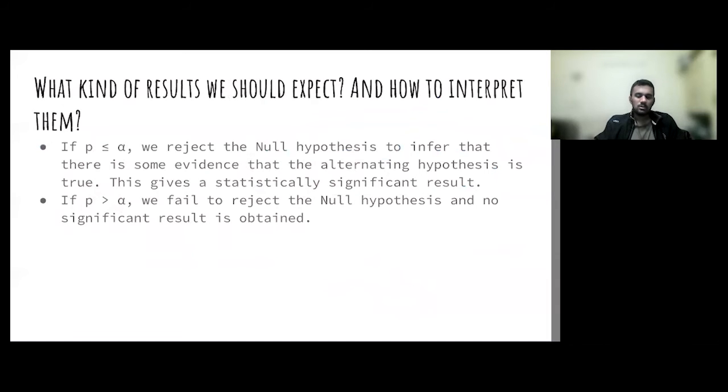What kind of results should we expect and how do we interpret them? I have already discussed this. If p is less than alpha, we reject the null hypothesis, and if p is greater than alpha, we fail to reject the null hypothesis.